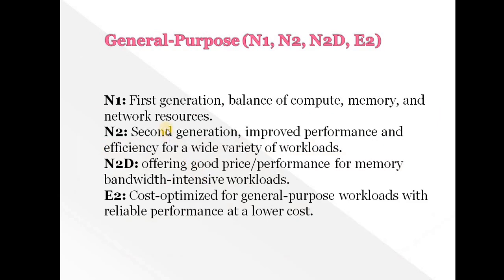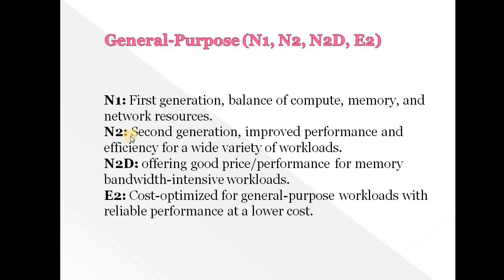Now we are going to see what the versions and generations are for each kind of machine family. Here I have just taken a few examples for general purpose and for the other machine families as well. I've taken four examples, like general purpose. Under that, we have N1, N2, N2D, E2. What do the 1, 2 and so on mean? This numbering indicates a generation.